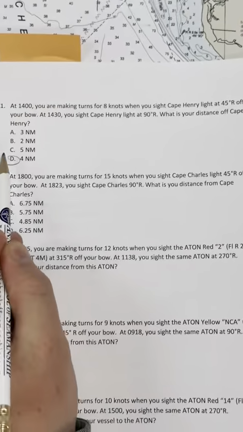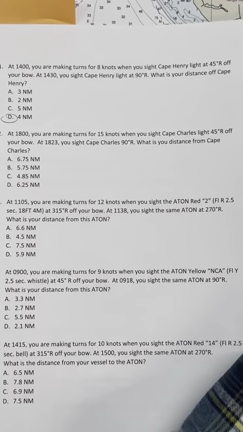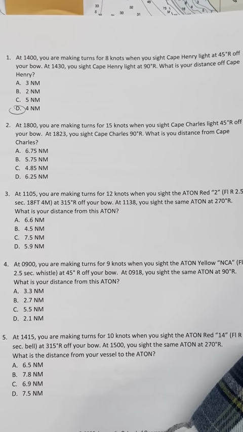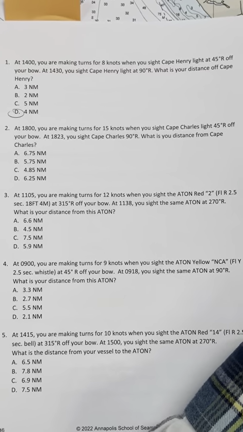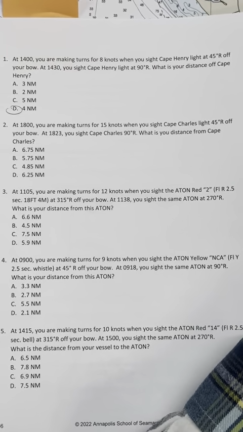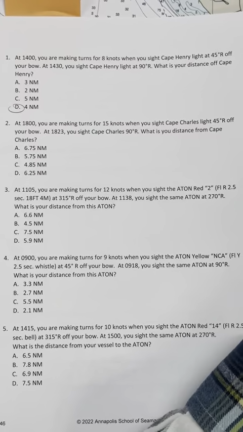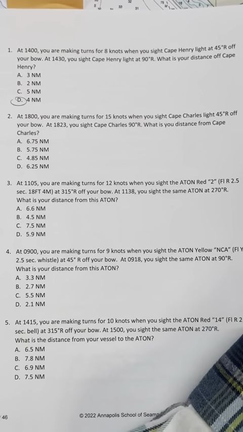Not that we actually had to really do a time, speed, distance problem here. We traveled at 8 nautical miles an hour for half an hour, and we end up with 4 nautical miles. So that one was pretty easy. So let's do one more just to show you how we did that.